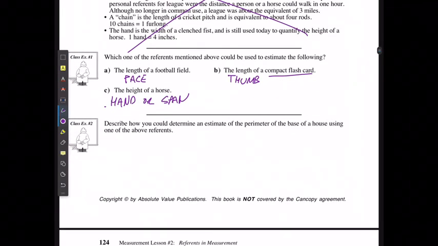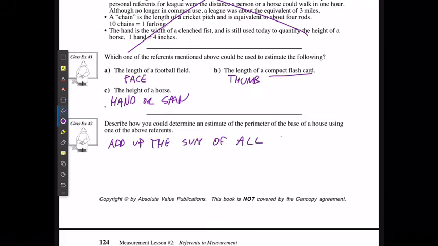Describe how you could determine an estimate of the perimeter of the base of a house using one of the above references. Well, I'm going to add up the sum of all sides in paces. I would just walk around the house and then figure out how many paces it was, adding up along all of the sides.